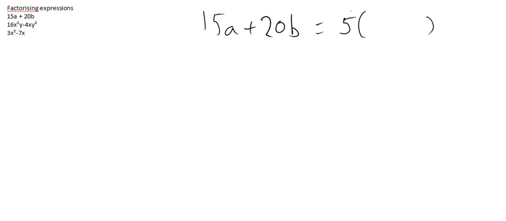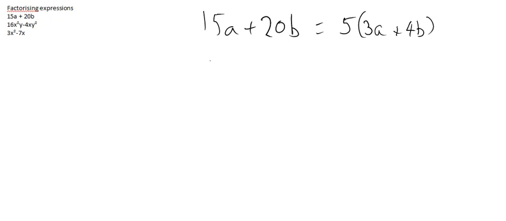Now I've got to work out what multiplied by 5 gives me 15a. Well, 5 times 3 gives me 15, so 5 times 3a is going to give me 15a. And what multiplied by 5 is going to give me 20b? The same logic applies. 4 times 5 gives me 20, so 5 times 4b is going to give me 20b.